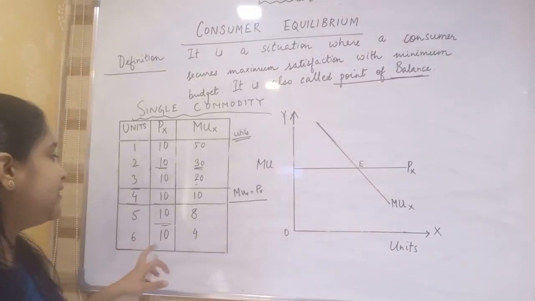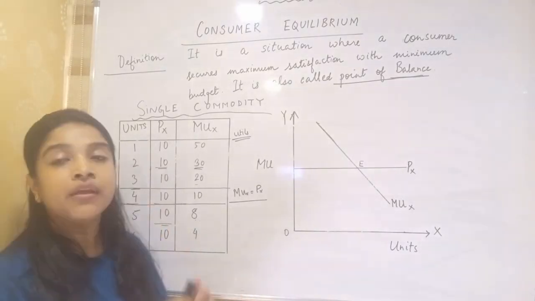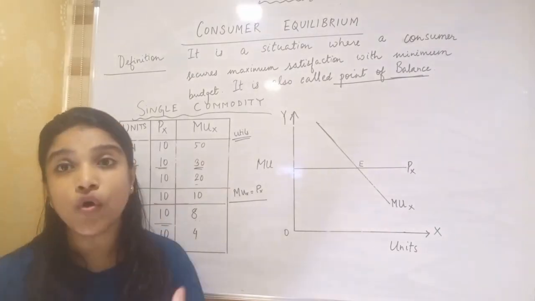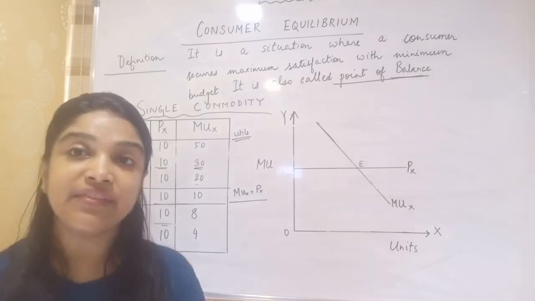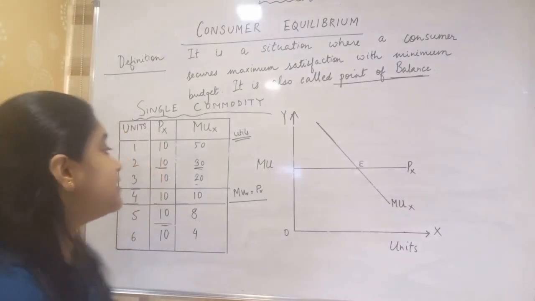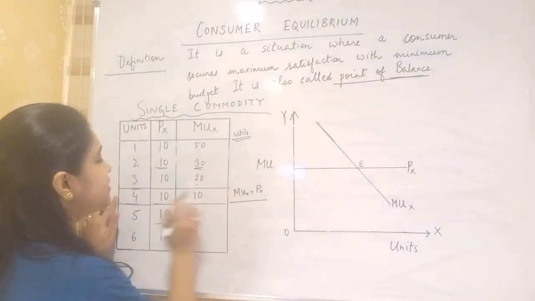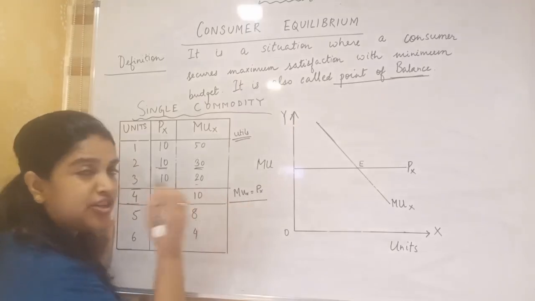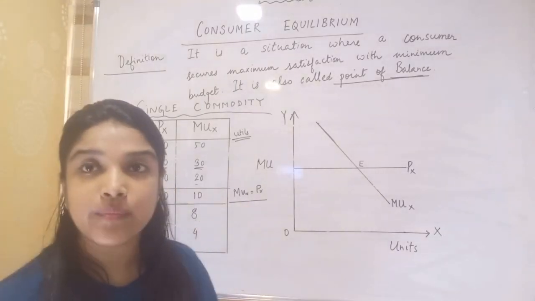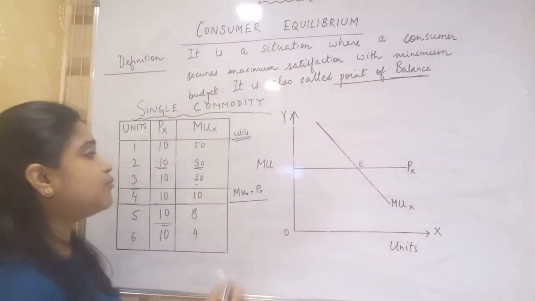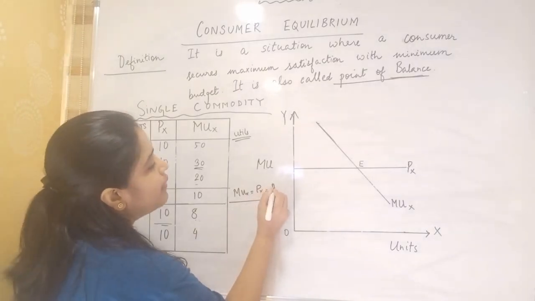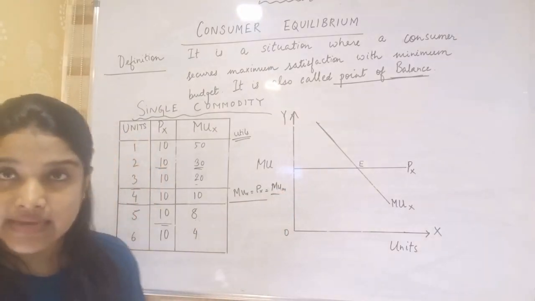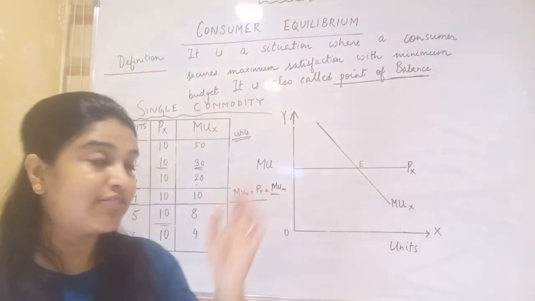And then again when he is consuming the sixth unit, he is receiving only 4 units of utility. So he is receiving even less. So this is called the consumer's equilibrium. At this point, consumer's marginal utility is equal to the price of the good, and at this point it is equal to the marginal utility of money expenditure, as we said in the earlier part of the video.